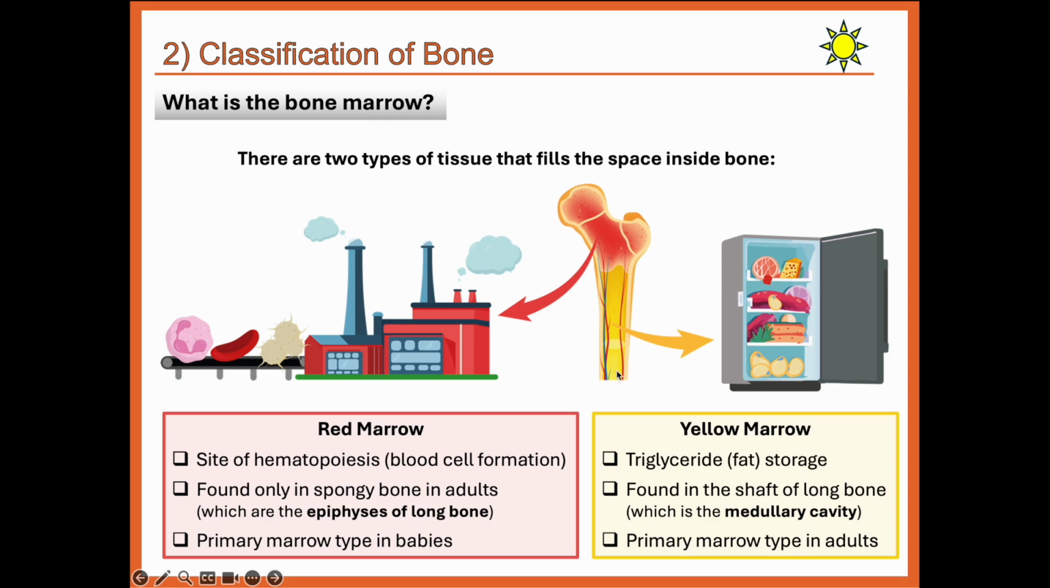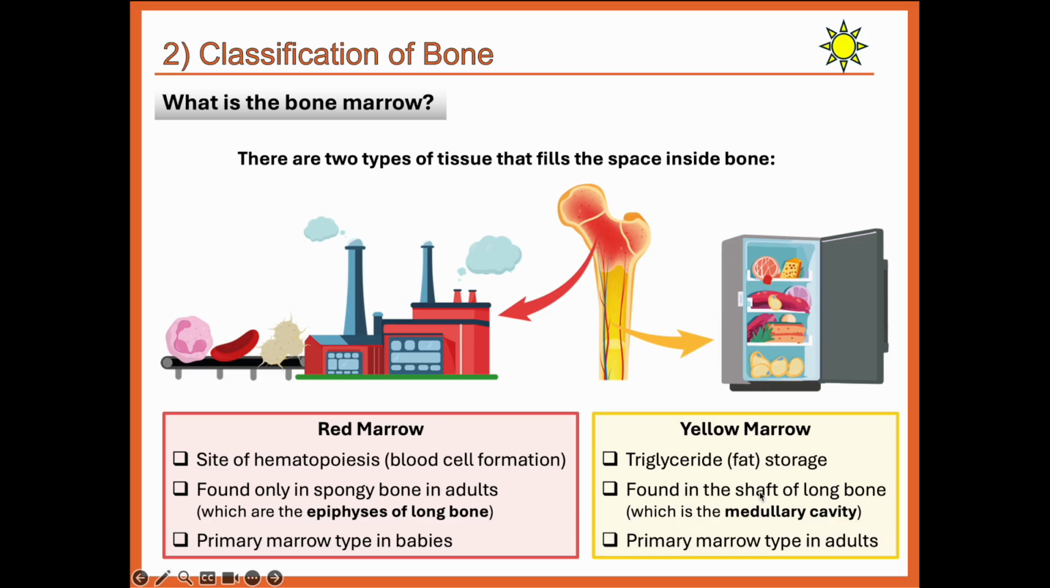The middle part, the shaft of the bone, this middle section, right? Remember I told you it's hollowed out a lot. Yellow marrow, oftentimes this little part, right? This is full of yellow marrow. This is triglycerides, fat, okay? This storage of fat. And fat, we know it has this yellow color, right?